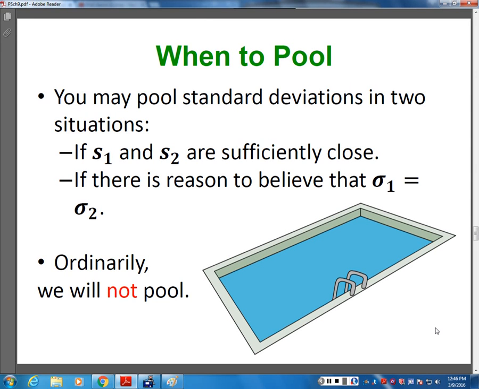Well, you may pool standard deviations in two situations if you're running a two-sample t-test. If the two sample standard deviations are sufficiently close, or if there's reason to believe that the population standard deviations are equal. Ordinarily, we will not pool, but these are two special circumstances in which the option is available.